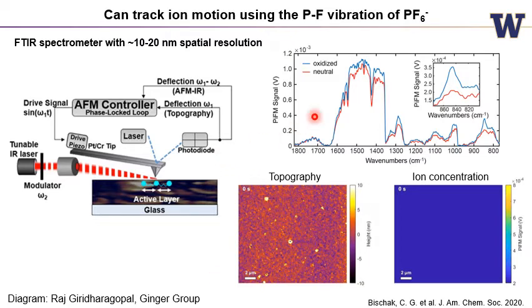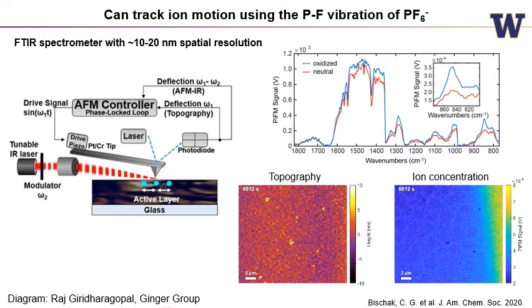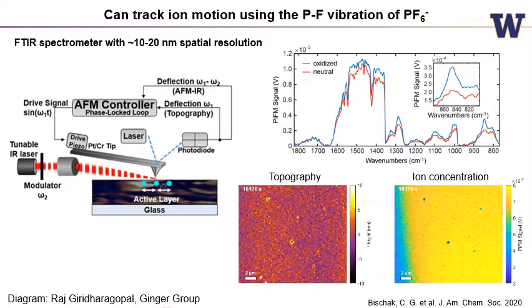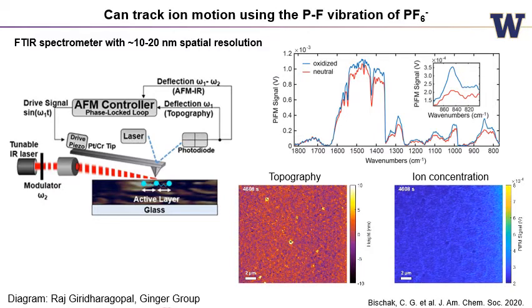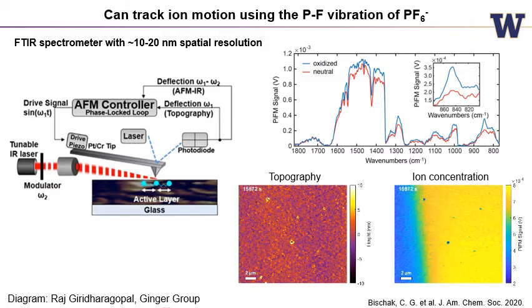And so this is just the PIFM spectrum we get here, and we monitor this PF6 peak here around 850 nanometers. If I play this movie here, we can see how the ion concentration changes with time as this front moves across. And even at really high spatial resolution, this is a very sharp interface between the doped and undoped regions. In this field of view, you don't see much change in the topography.